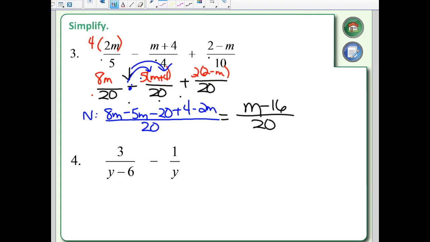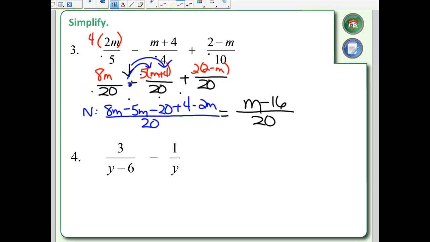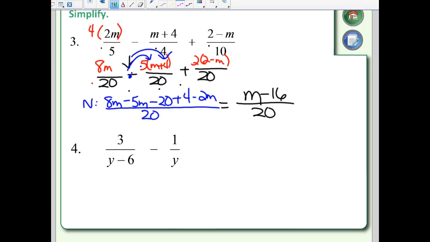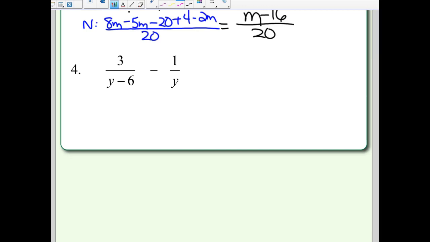Now, let's look at number 4. When I look at number 4, we need to come up with a common denominator. Now, when I look there, my first question is, is there anything common to both? Now, I know they both have y's, but the answer to that question is no. And the reason the answer is no is because this y is attached to a binomial, it's y minus 6, and this y is a monomial. So there's really nothing common to both.